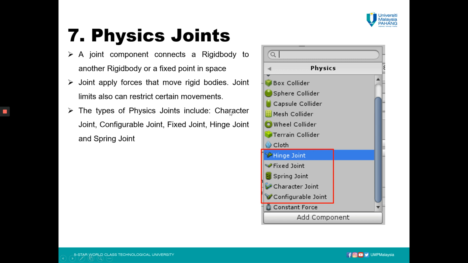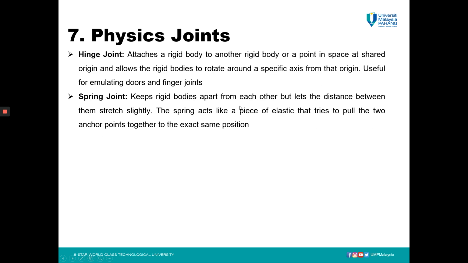And the next one is physics joint. Physics joint is a joint component that connects a rigid body to another rigid body or a fixed point in space. There are several types of physics joints such as hinge, fixed, spring, character, and configurable joint. We will go through these physics joints later on. This is just an introduction, so you can read every single thing about the physics joint.